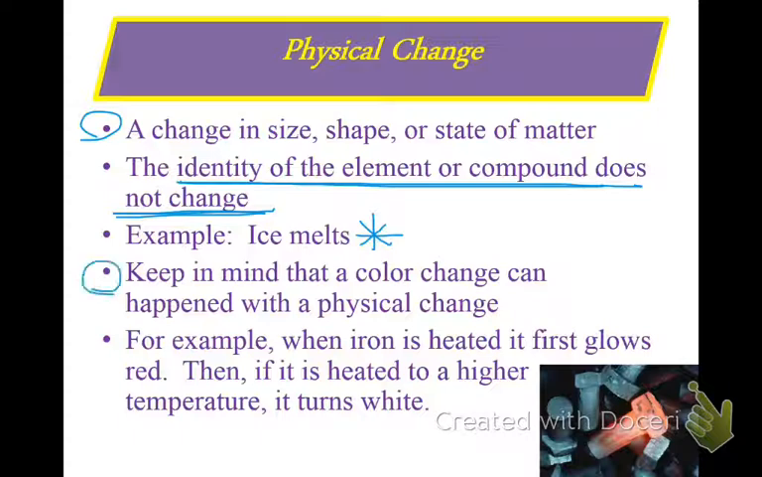Keep in mind that color changes can happen in physical changes. So just because you see a color change doesn't mean that it's not a physical change happening. I put, for example, down here that when you heat iron up, it does turn red first. When you heat metals up, they a lot of times turn color, they melt, and even iron, for example, sometimes turns white. So just keep in mind that you have to ask yourself, is what you have still what you had? And if the answer is yes, then a physical change happened.